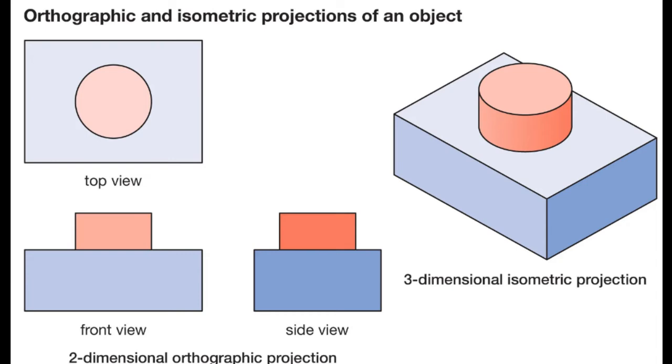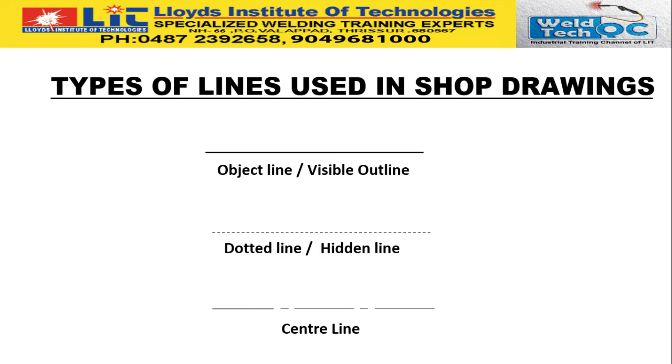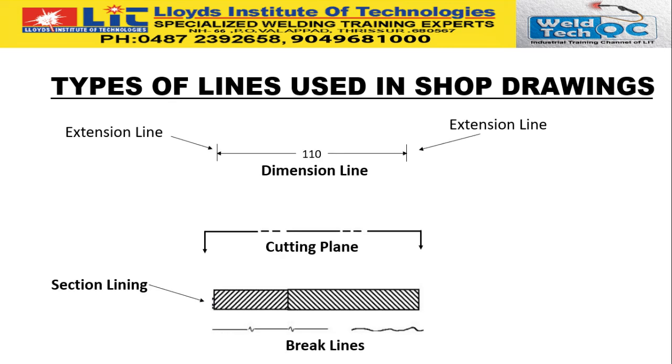Okay, friends. I will have to stop here today, and the remaining part will be in the next upload. We have covered visible line or object line, hidden line, center line, dimension line, extension line, and section lining. The remaining will be break lines, that is short break lines and long break lines, and a little bit about welding symbols in the shop drawings. All that is in the next.